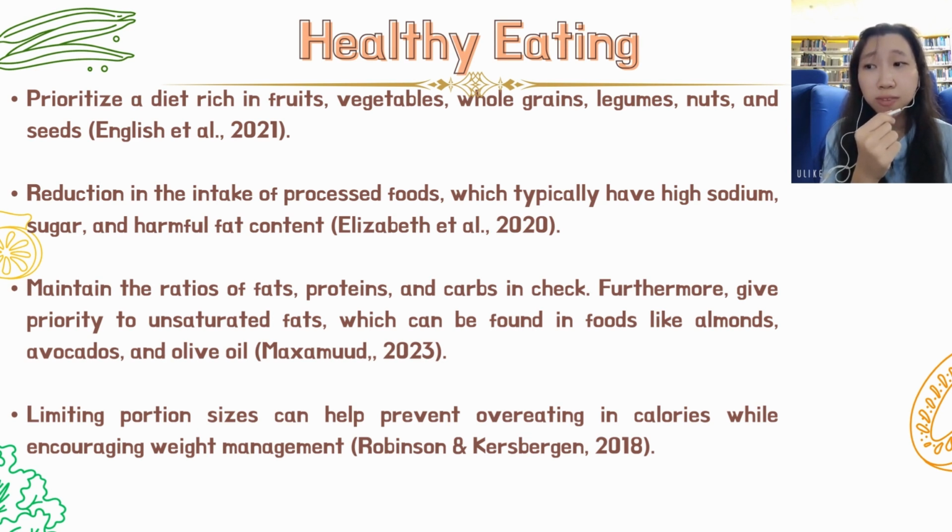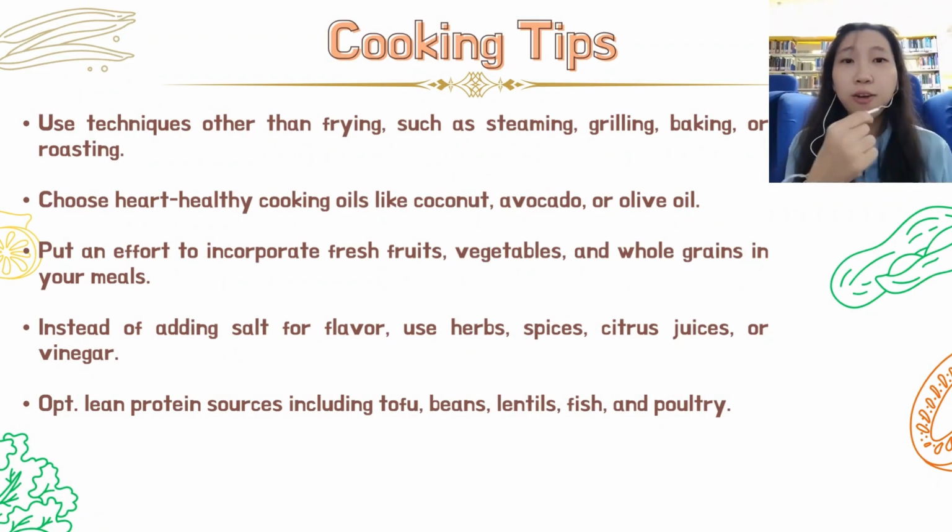Furthermore, she needs to give priority to unsaturated fats, which can be found in food like almonds, avocado, and olive oil. And she also needs to limit the portion size because this can help prevent overeating in calories while encouraging weight management. For the cooking tips, May should use techniques other than frying, such as steaming, grilling, baking, or roasting. Besides that, she needs to choose heart-healthy cooking oil like coconut, avocado, or olive oil because these are especially unsaturated fat, which will be beneficial for her health.